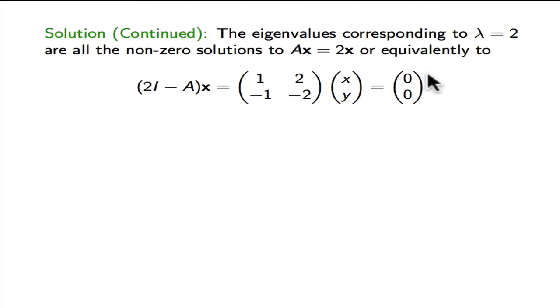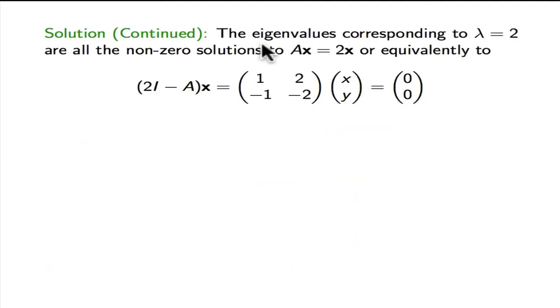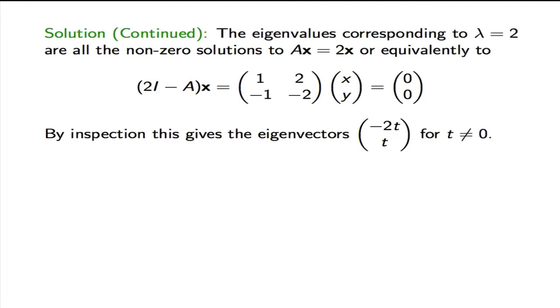Equivalently, this is the same as asking that (2I − A)x is equal to 0. But 2I − A, remember what A is equal to, this matrix, so we are looking for the solutions of this system of linear equations. But we can immediately observe what the solutions are, because both of these give the same equation, and if y is equal to t, then this gives x being equal to −2t, just by inspection. And of course, we need t not equal to 0, because we say that eigenvectors are non-zero.